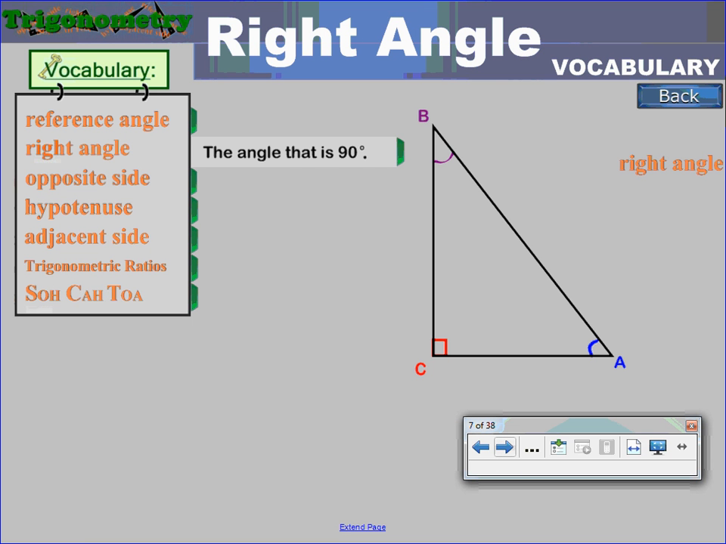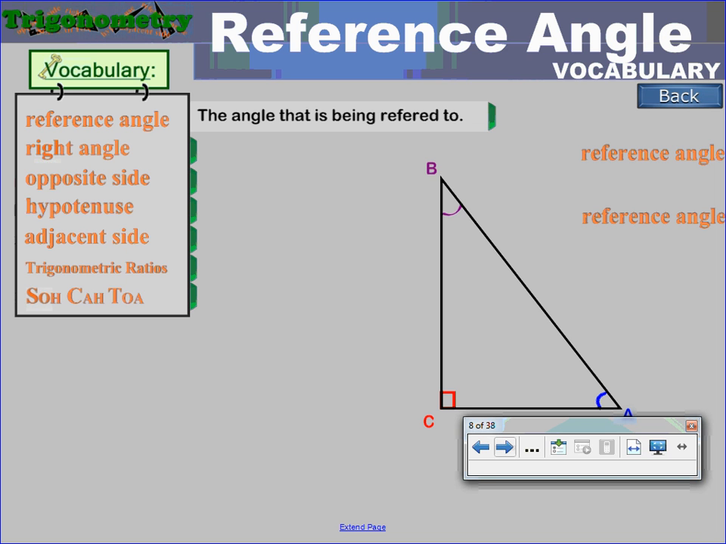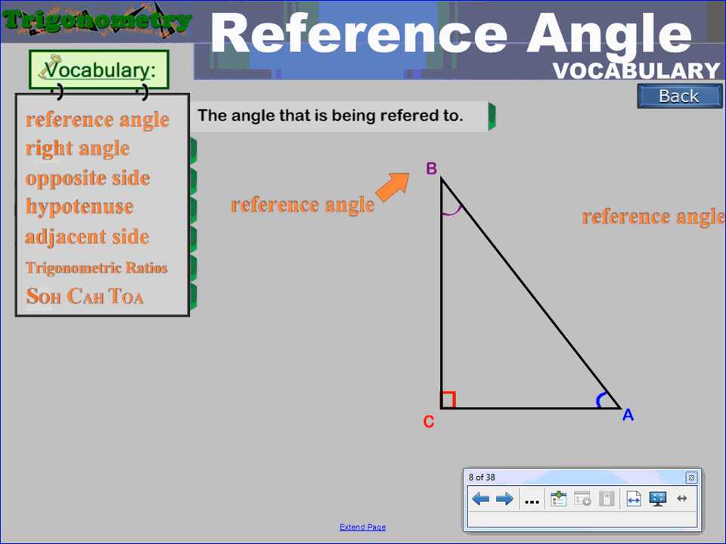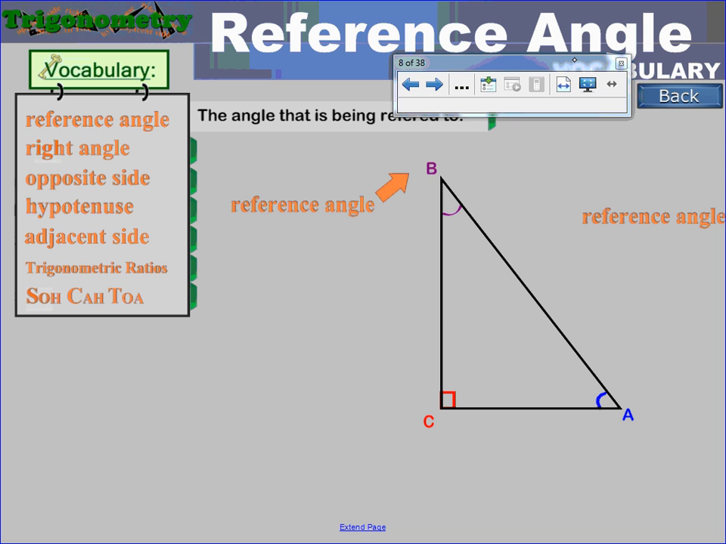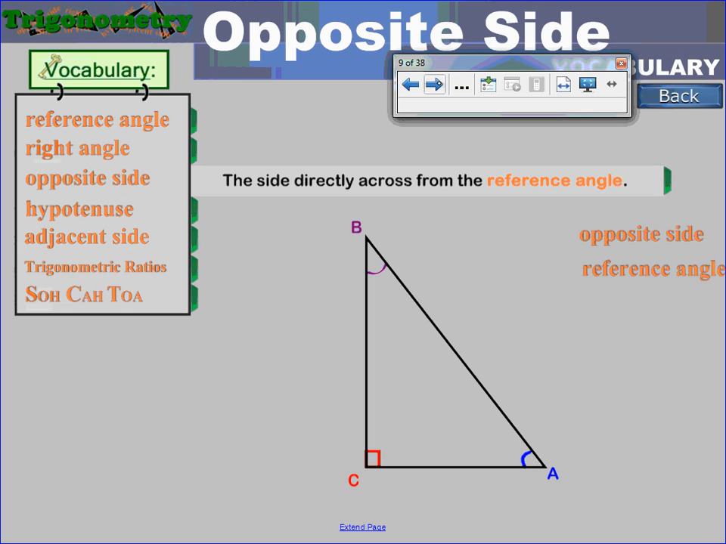So I want you to know that our right angle in a right triangle measures 90 degrees, and so it's easy to spot. That'll be our point of reference for determining our lengths and our hypotenuse. We know our reference angle is the angle that's being referred to. So we've got a different situation. If B is my reference angle, then my opposite and adjacent sides are going to be different than if A is my reference angle. If B were my reference angle, I'm going to be referring to B when I figure out what side length is opposite B and what side length is adjacent to B. That'll be different than if my reference angle were angle A. Now I'm going to have different opposite side lengths and different adjacent side lengths because my point of reference is a different spot. So we're going to practice that a little bit later.